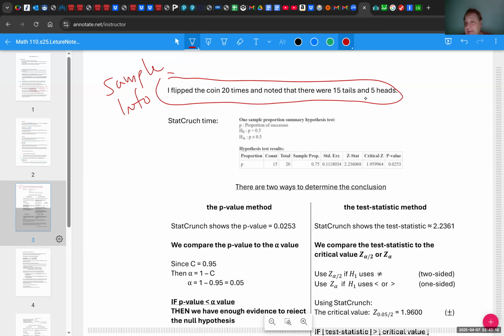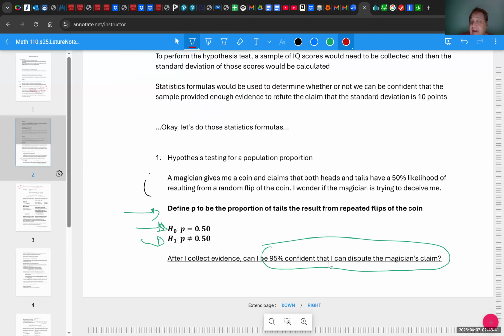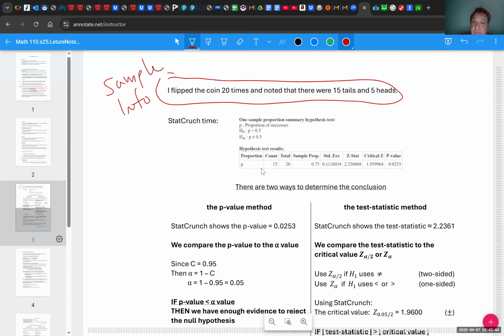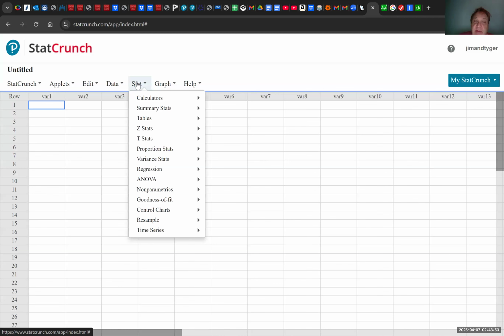So now we need to do a hypothesis test, and all of our standard technology, all our spreadsheet programs, will do the hypothesis testing calculations for us, which is very nice because they're a little bit tedious to do by hand. So I'm going to head over to StatCrunch. Remember, my sample was 15 tails and 5 heads. And my goal is to be 95% confident. Okay, so let me go to StatCrunch. Under statistics, I'm going to be looking at proportion stats.